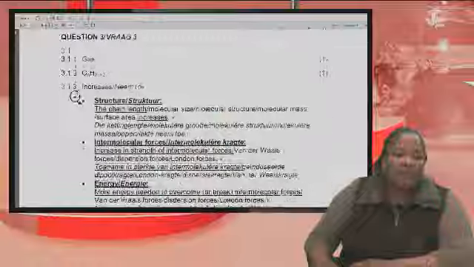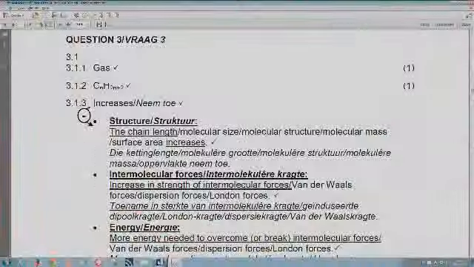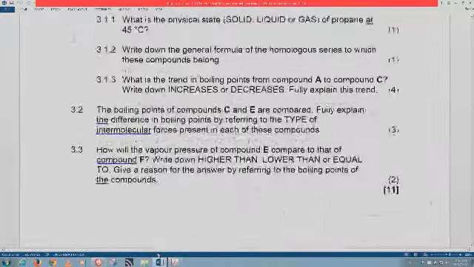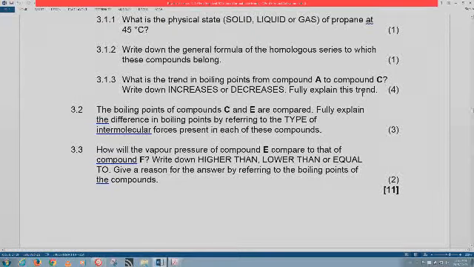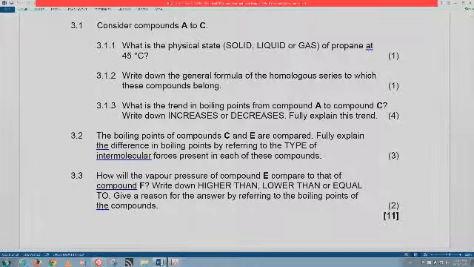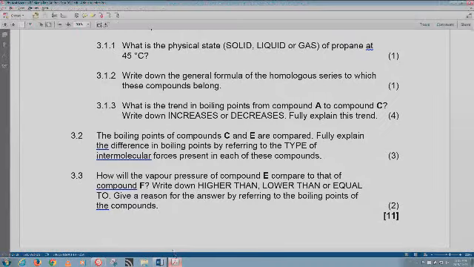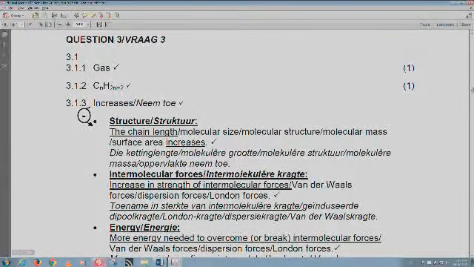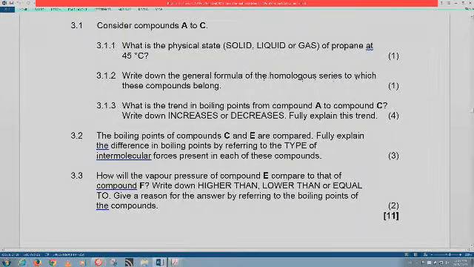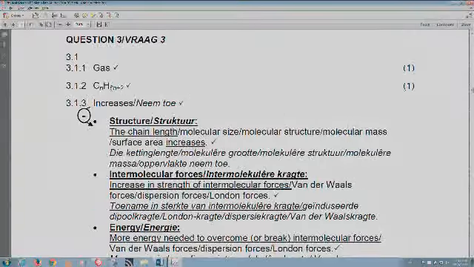The first mark there was for gas, which is 1 mark. And then the next question, write down the general formula of the homologous series to which these compounds belong. Remember, it was compounds A to C. So that general formula is CnH2n plus 2, 1 mark there. And that's the only answer, colleagues.